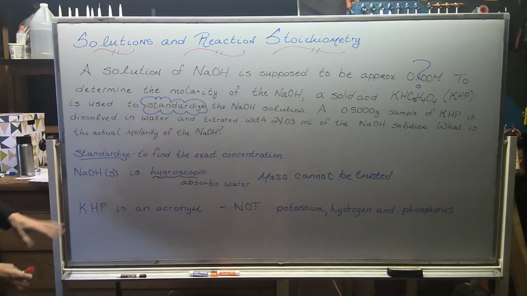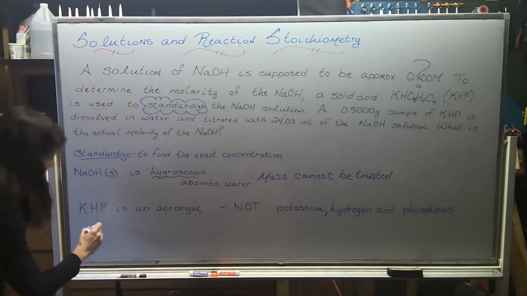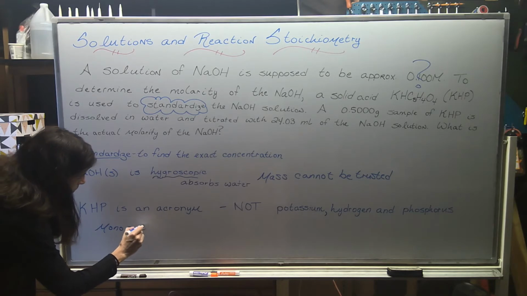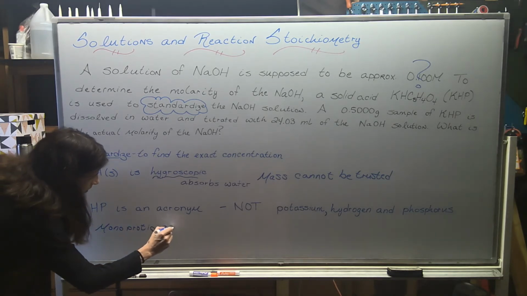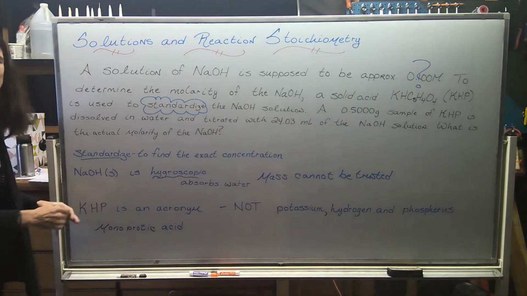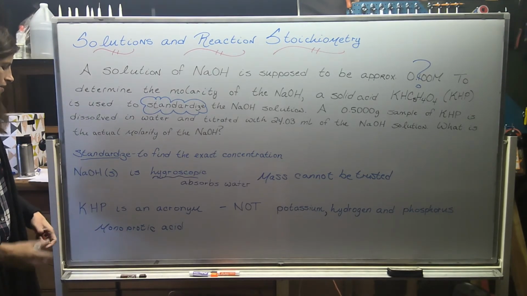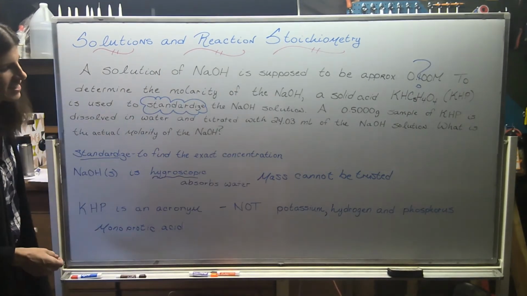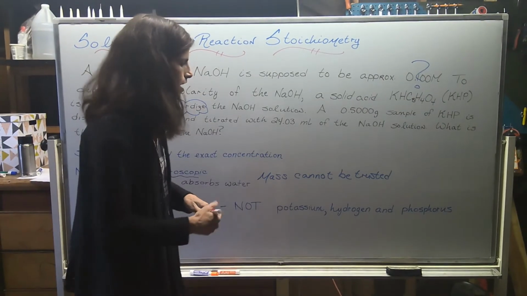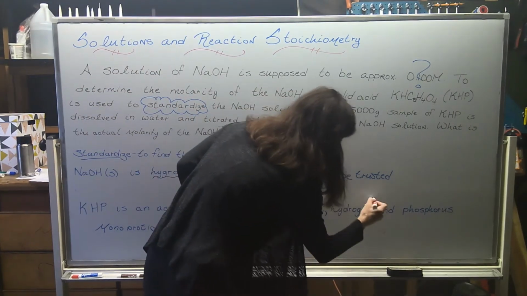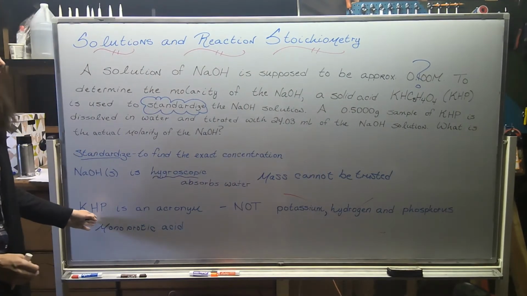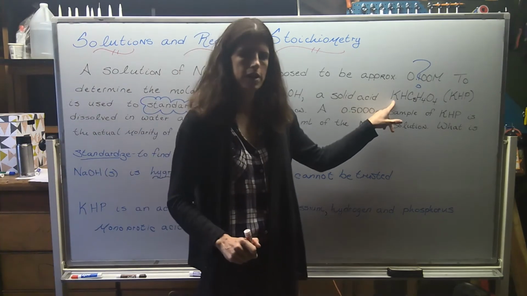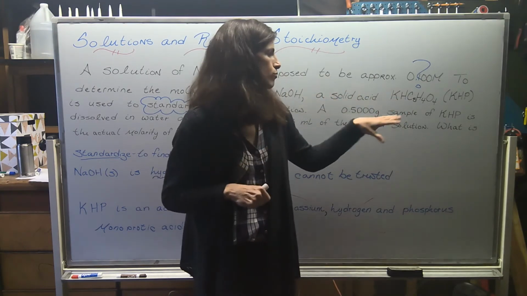So KHP is a monoprotic acid, and the most important part though is that it's an acronym. This will be the main way students will do such beautiful work, and then they'll look at KHP and think that it stands for potassium, hydrogen, and phosphorus. No, it's not potassium, hydrogen, phosphorus. It actually has this crazy formula right here. It's a pretty big ringed structure.